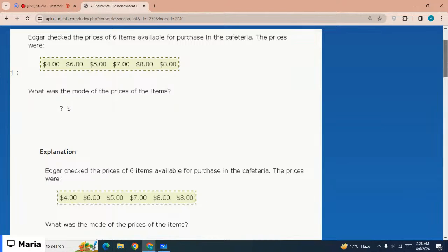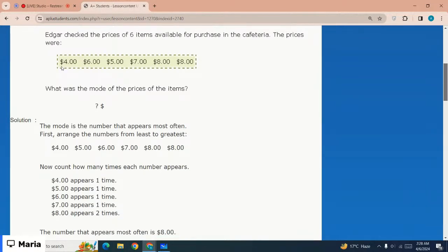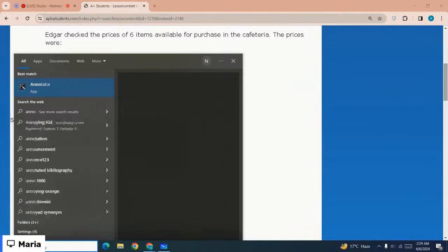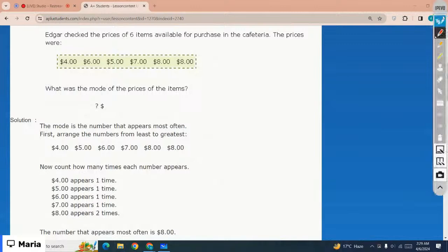So mode is the number that appears most of the time in the given data, right? That means the number that appears the most in the data is the mode. So you have to see how many times a number appears. You have four, right? You can see four only one time. Okay. Then you have five. You can see five appears only one time in the given data. Then you have $6. You can see six is also only one time.